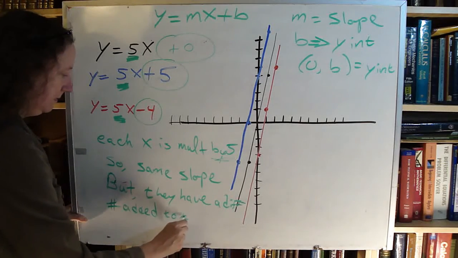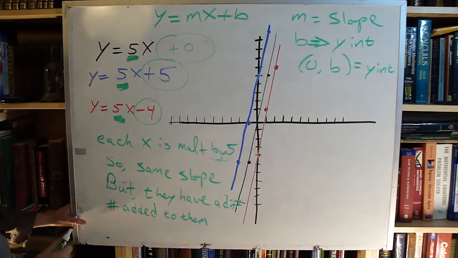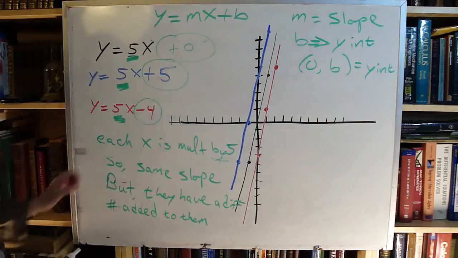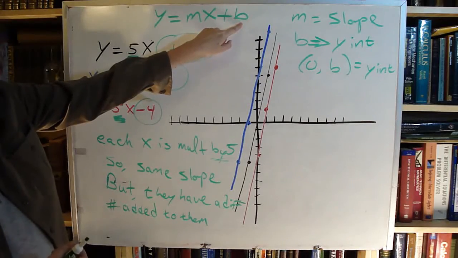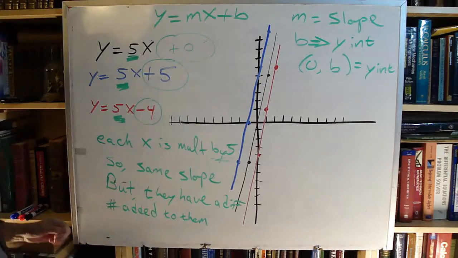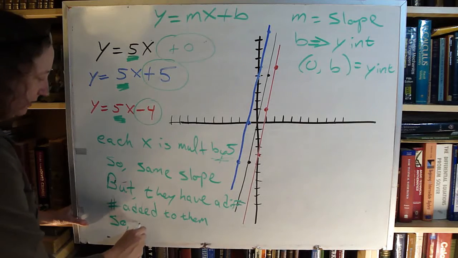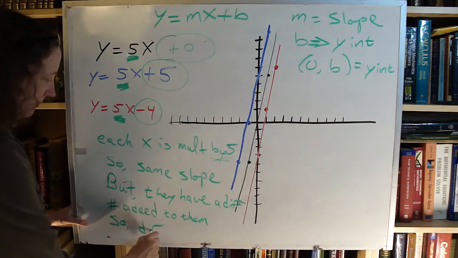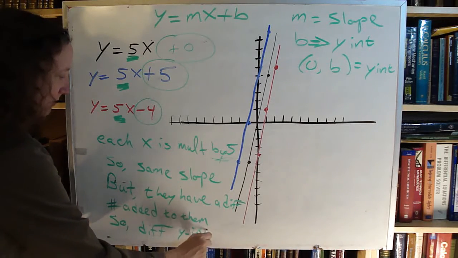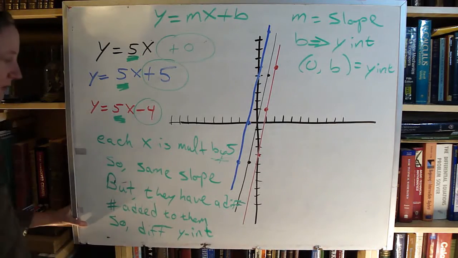To them. That number that's being added is b, and that is your y-intercept. So a different y-intercept. That is an ugly T. Okay.